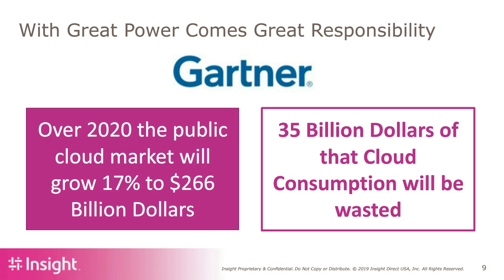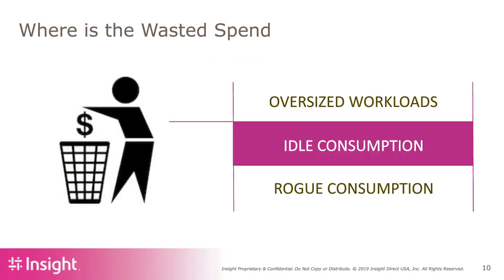Typically, when we talk about wasted spend, we find that that wasted spend comes from three buckets. And of course, this can manifest itself in lots of different ways, but the three areas where we find the wasted spend is first in oversized workloads, or let's call it misconfigured workloads.